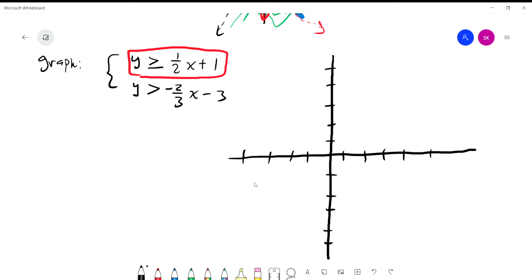on the first one, I'll just graph this in red. It's in y equals mx plus b format, so I know that I have an intercept of 1. I have a slope of 1/2, that's a positive 1/2, so I go up 1 over 2, and there's my next guy. This one's going to be solid because it's an inclusive inequality, so solid line.